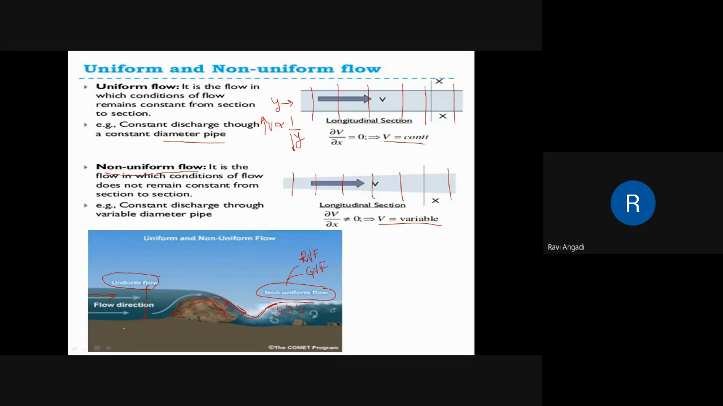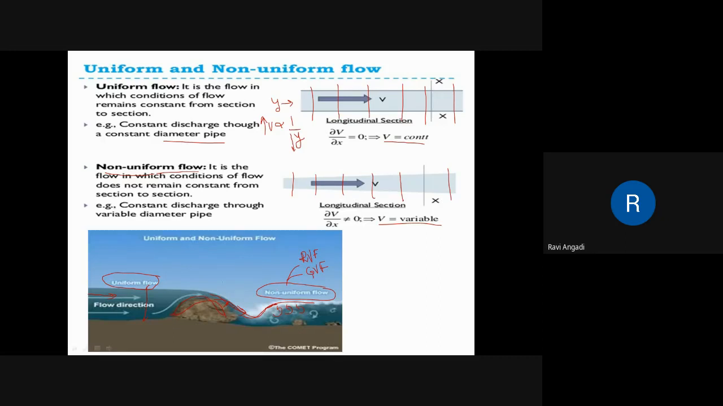Anyway, once again, we have defined uniform flow and non-uniform flow. Just to remember, uniform flow is the flow in which the condition of flow remains constant from section to section. And non-uniform flow is the flow in which the condition of flow does not remain constant from section to section. So in uniform flow, the velocity remains constant. In non-uniform flow, the velocity is not constant; it is variable.